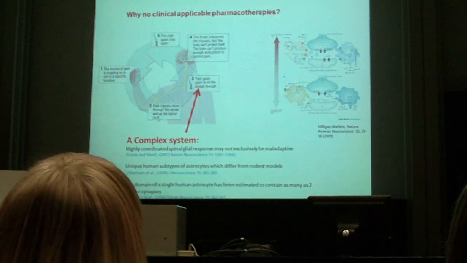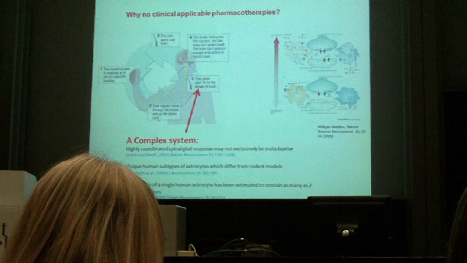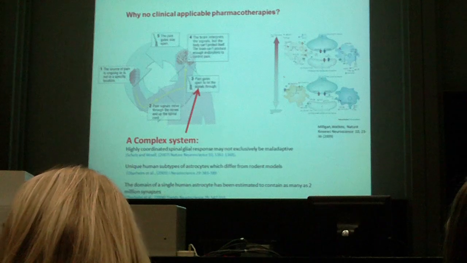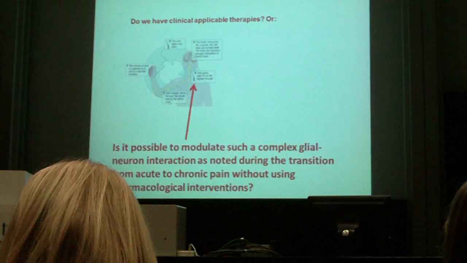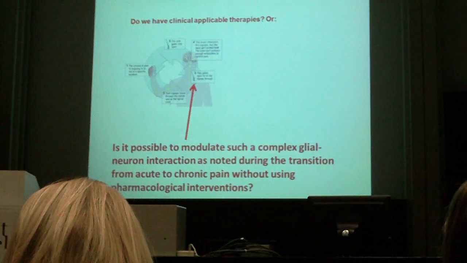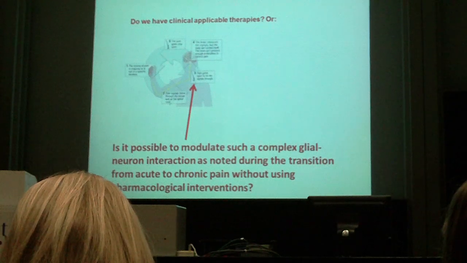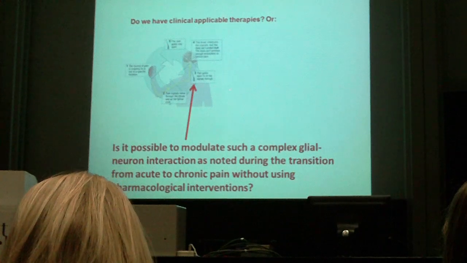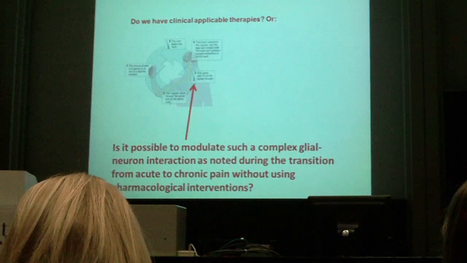I showed you the microglia cell, and of course the neuronal interaction. Just to give you an idea how complex this is. But of course, as researchers, we go on. We thought, it's such a complex and difficult system. Of course, I think pharmacological tools can be developed, but is it possible to moderate this pain gate process without pharmacological interventions?